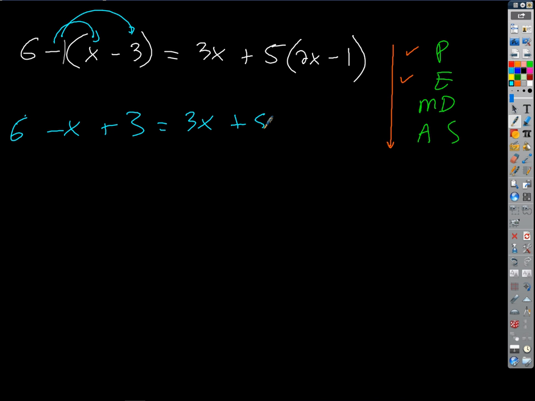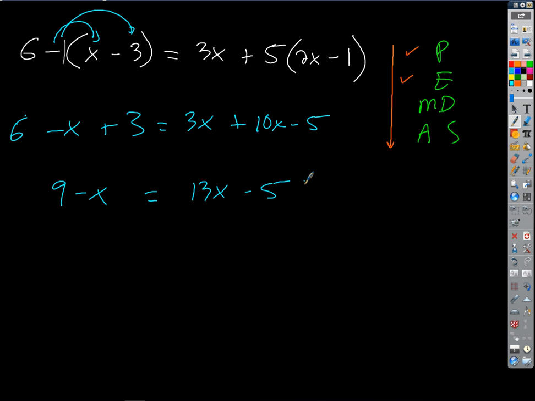So now, on this side, this is a little easier, more straightforward. Multiplying the 5 through, I'm just going to get 10x minus 5. And now it's no big deal, right? From there on out, I'd say probably things are a little easier. Now we're just going to combine like terms. On the left side, 6 and 3 is 9. I've got a negative x. 3x and 10x is 13x. Where am I going to push the x's?